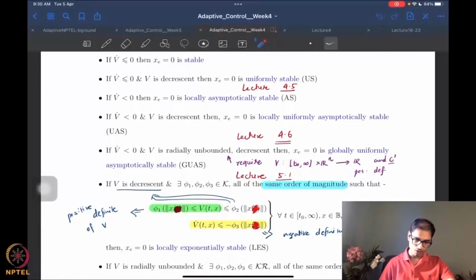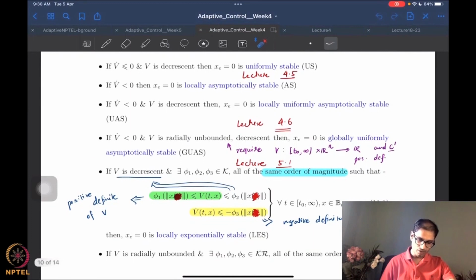This is the local version, no problem. The global version is just with the radial unboundedness. So if you have a Lyapunov function which is decrescent, and then you have the same order class K functions, phi 1, phi 2, phi 3, such that V is lower and upper bounded by phi 1 and phi 2, and V dot is upper bounded by minus phi 3, then you have local exponential stability.